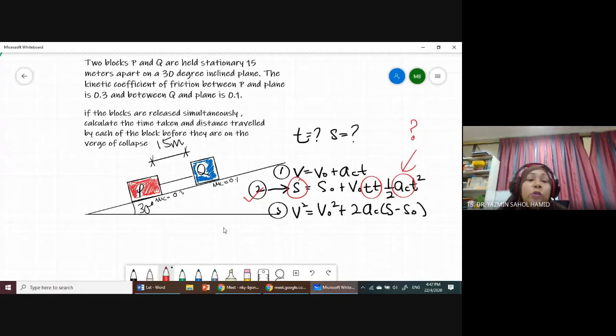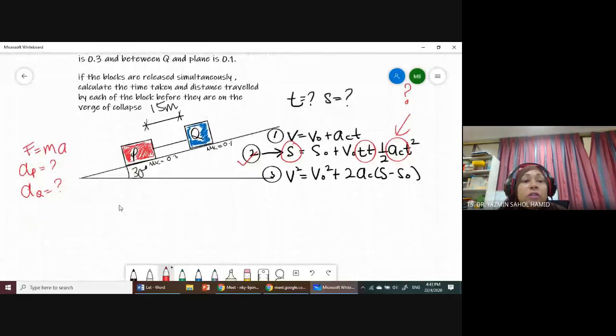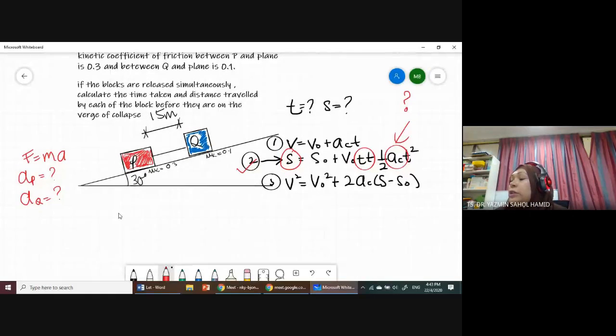So what you need to do is use Newton's second law formula, which is F equals ma, and find the acceleration for block P and the acceleration for block Q. Now, let's find the acceleration of block P and Q using the formula F equals ma, the formula of Newton's second law. For this question, we need to establish a correct coordinate system. So let's assume our coordinate system: this is X, this is Y.